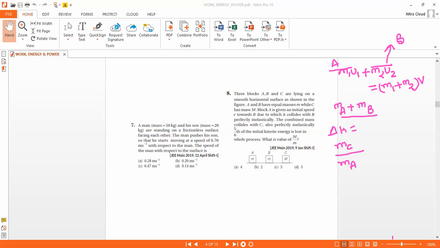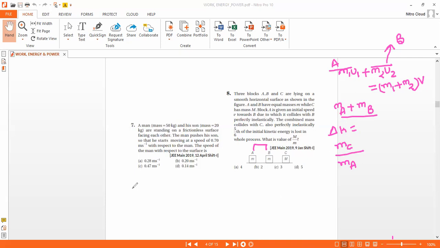Understood the question now? Here we are having two parts. First, A and B undergo a perfectly inelastic collision. I know that the mass of A and mass of B are the same. A and B have equal masses.